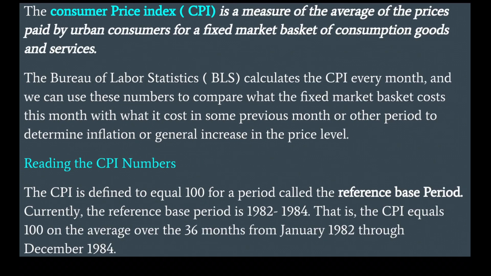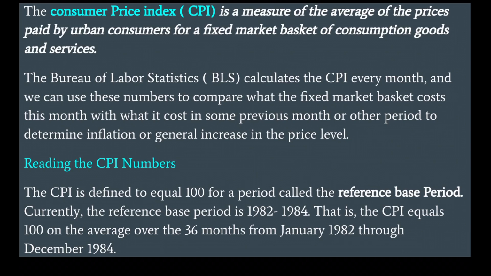The consumer price index, or CPI, is a measure of the average of the prices paid by urban consumers for a fixed market basket of consumption goods and services. The Bureau of Labor Statistics (BLS) calculates the CPI every month, and we can use these numbers to compare what the fixed market basket cost this month and what it cost in some previous month or other period to determine inflation, or general increase in the price level.